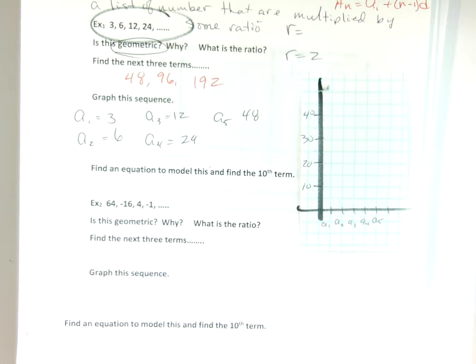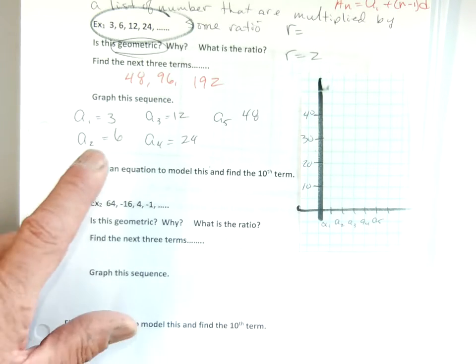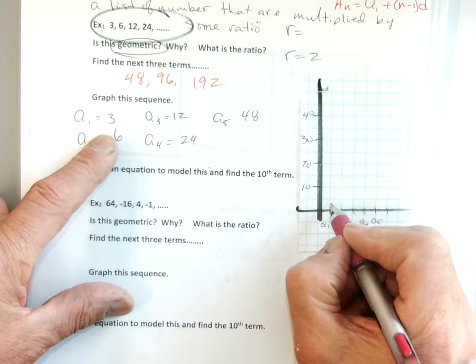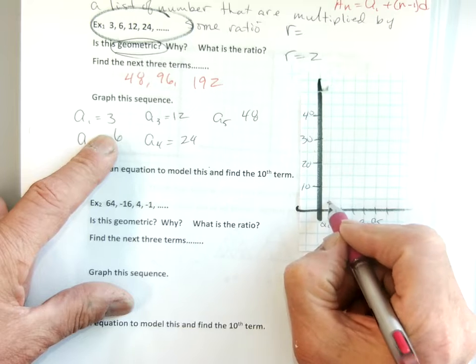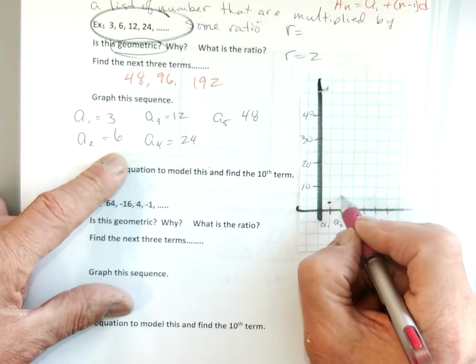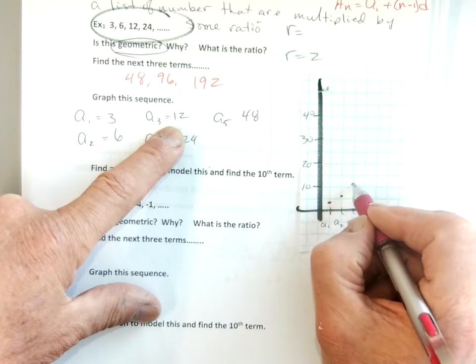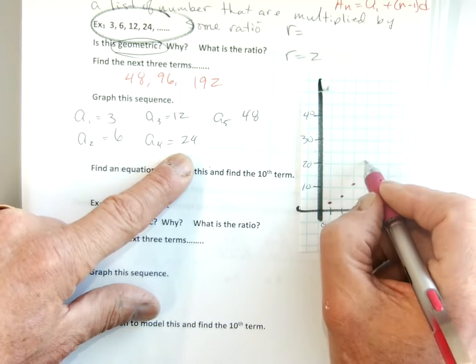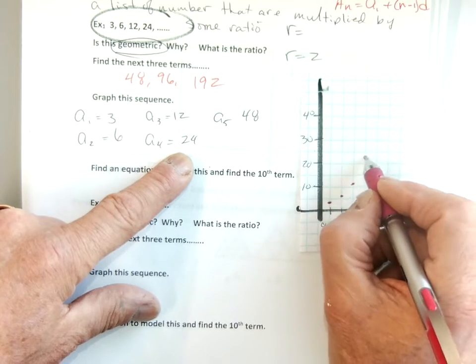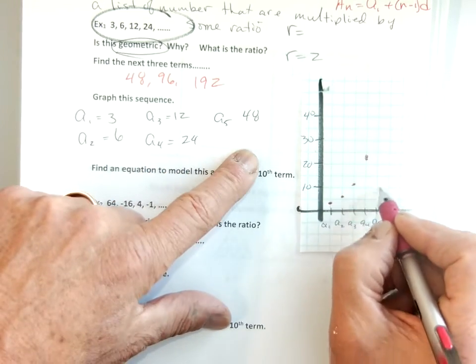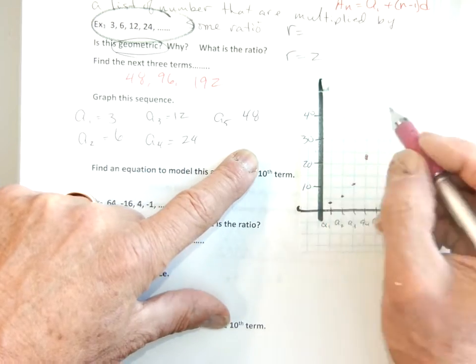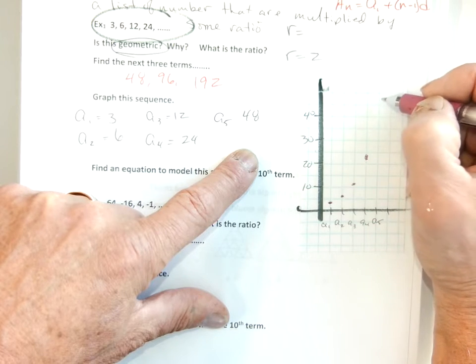So I'm going to go ahead and go A1, which is 3, which is about, I'm going to guesstimate 3 to be about there. 6, 12, 24, just guesstimating, and 48. 48, okay.